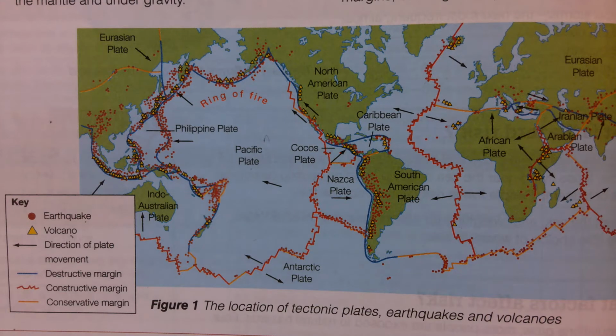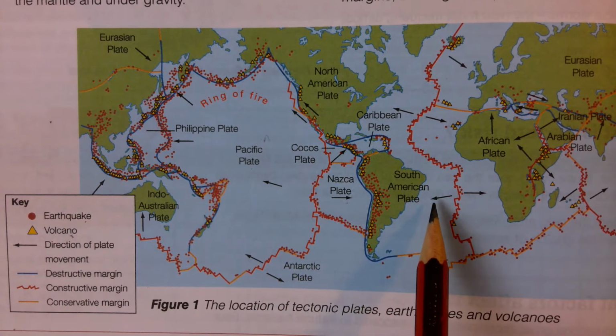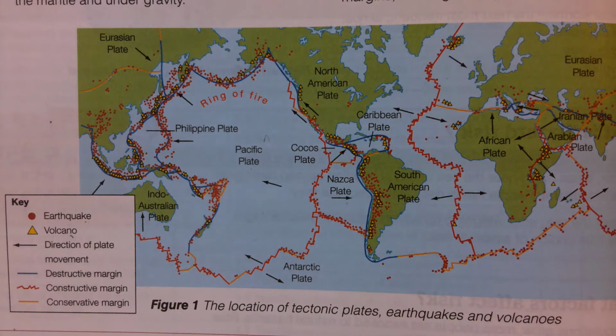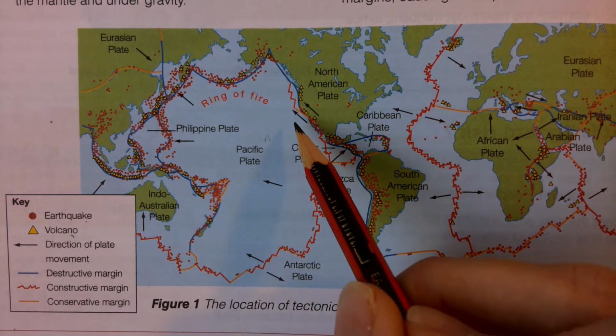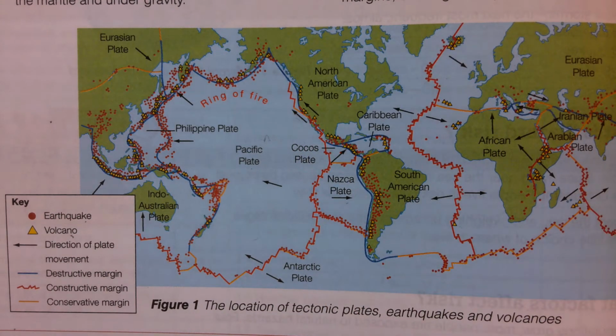Where you have two plates colliding or moving together, as you can see here, the Nazca plate moving towards the South American plate, then you get destructive plate margins, where oceanic crust is subducted, forced underneath the continental crust. And here you'll get big earthquakes and volcanoes. Finally, at a few places, you get tectonic plates moving side by side, such as the Pacific plate here and the North American plate. Where that happens, we call it a conservative margin, and here you'll often get powerful earthquakes.